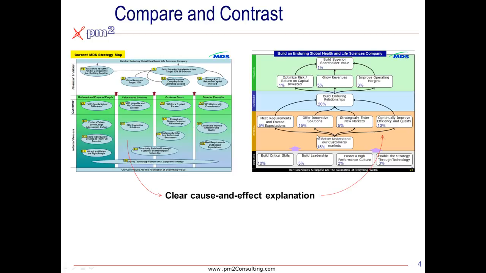So the arrows become an important part of the strategy map because it informs us as to why we're doing specific things, and actually becomes a filter as to why we're doing those activities.